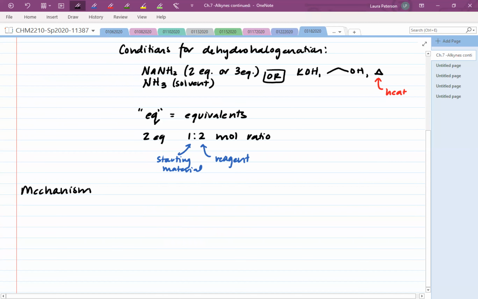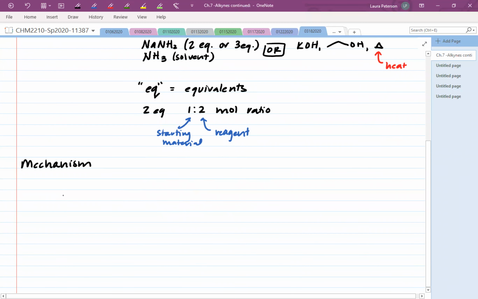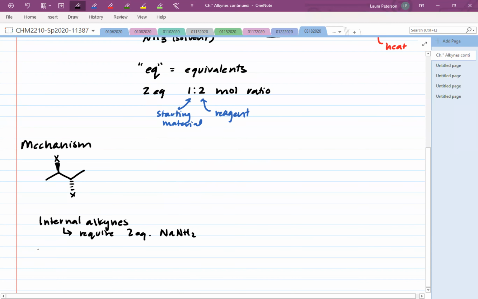Here's the mechanism. Let's look at that example that we saw a minute ago. It doesn't matter if X is Cl or Br. When we're going to make internal alkynes, we require 2 equivalents of base, and we'll see why that is in the mechanism. Generating a terminal alkyne requires 3 equivalents of base, and we'll see why that is when we look at the mechanism.